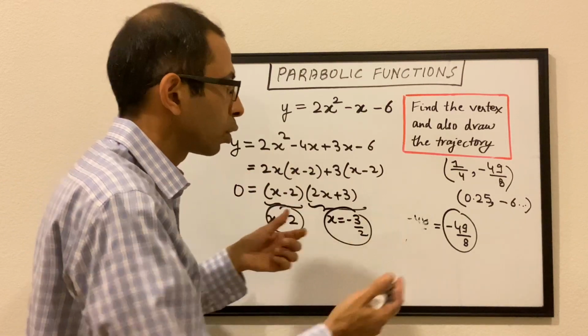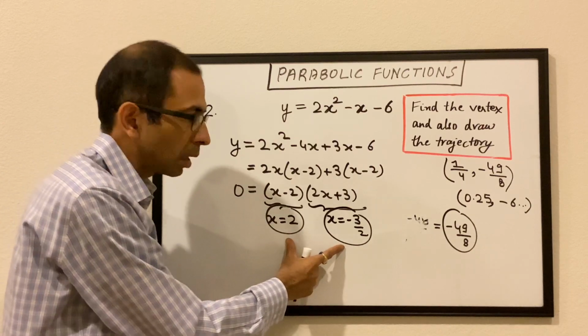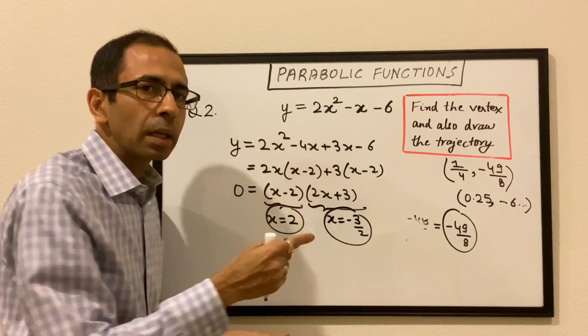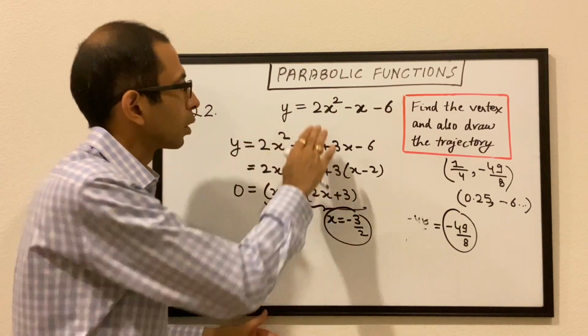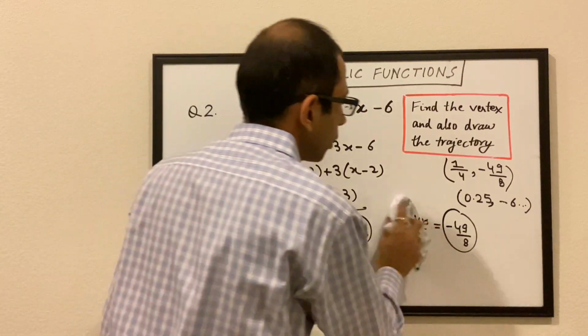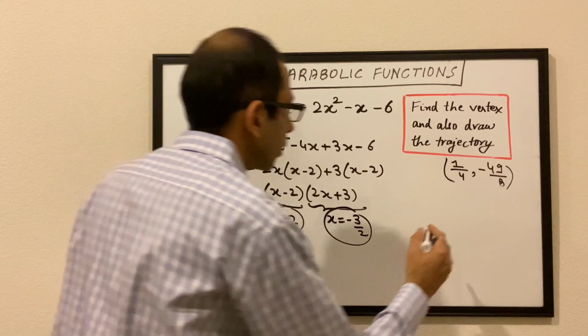So now we can visualize the overall shape of the parabola, right? We know the two x-intercepts of the parabola. We also know the vertex of the parabola, and we know that this parabola will be going upwards because a is positive, right? So we can draw the shape of the parabola now. It will be something like this.